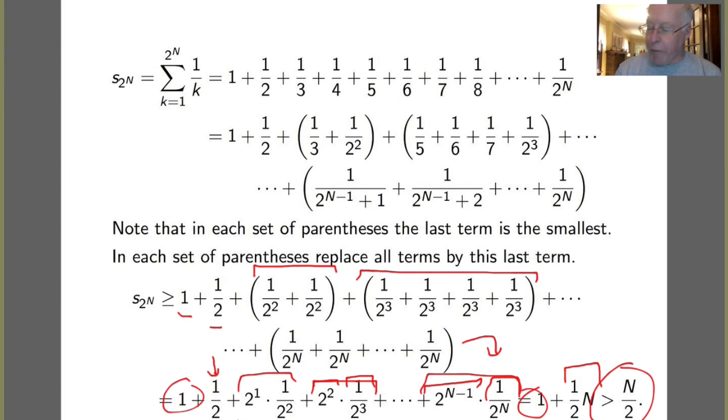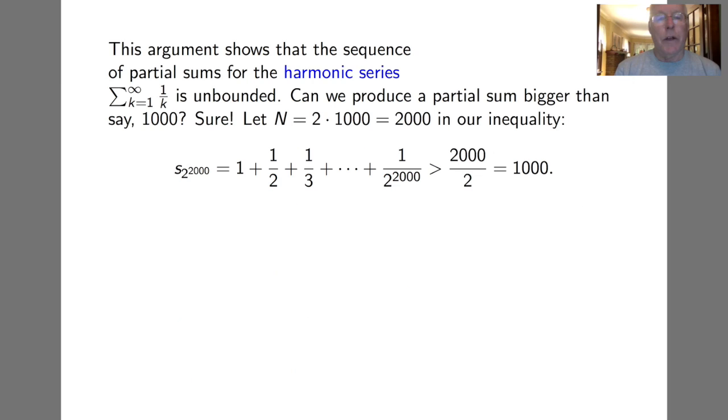So what we've shown here is that the partial sum S sub 2 to the n is at least as big as n over 2. So when this n gets large, this gets large, showing that the S sub 2 to the n gets large. So we've now shown that the sequence of partial sums of the harmonic series is unbounded.